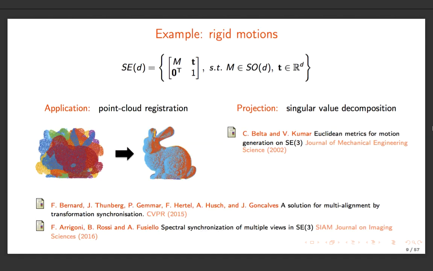Another example is the set of rigid motions, which represent rotations followed by translations in the Euclidean space, as shown in the formula. Also in this case, the final projection is performed via singular value decomposition. Synchronization of rigid motions finds application in registration, where the task is to find the rigid transformations that bring multiple point clouds into alignment.